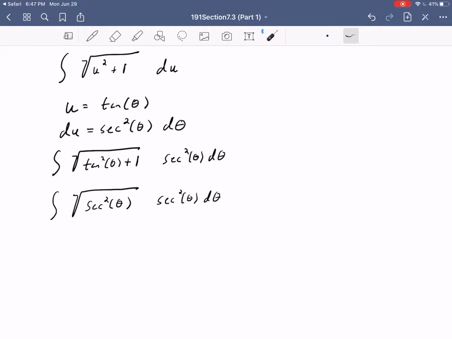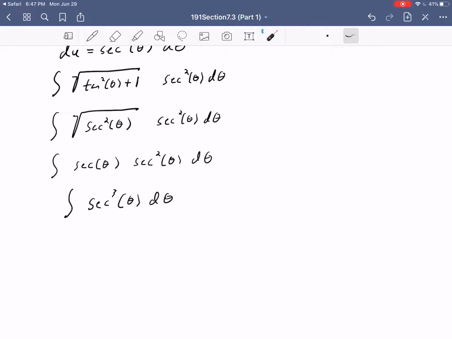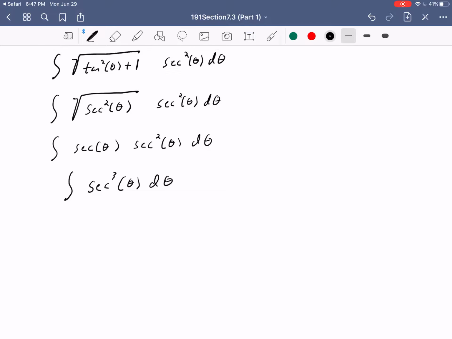Okay, now that we've used the Pythagorean identity, we should be able to simplify that square root. So this is secant theta, secant squared theta d theta. Multiply that out, and we get the integral of secant cubed theta d theta. Now, seeing that secant cubed, we're not thrilled about that. We like even powers of secant, but secant cubed was an integral that we took the time to actually go through and do as a single example. And we said that it's an important one to have down, just knowing that antiderivative form.